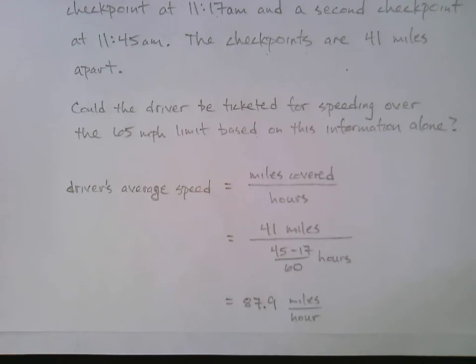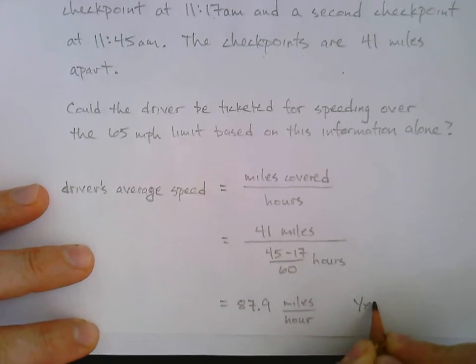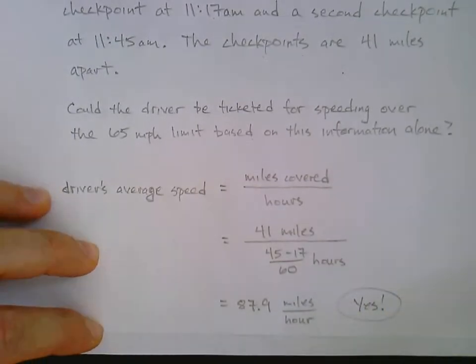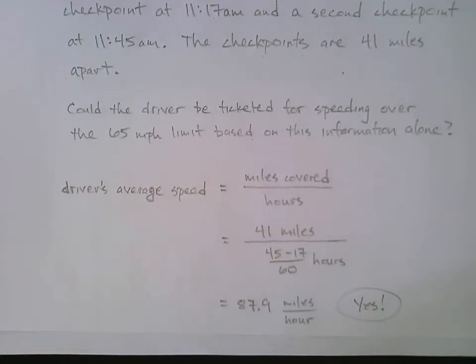So, could the driver be ticketed for speeding over the limit of 65 miles an hour based on this information alone? Yes, they could be ticketed. Nobody has to actually be out there on the highway and hit them with a radar gun going 87.9 miles per hour. If they went 41 miles in only 28 minutes, then they were averaging 87.9 miles an hour. They definitely were speeding.